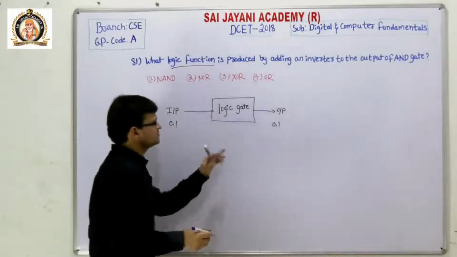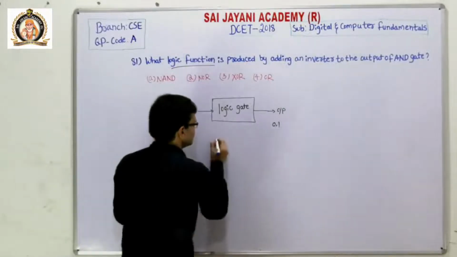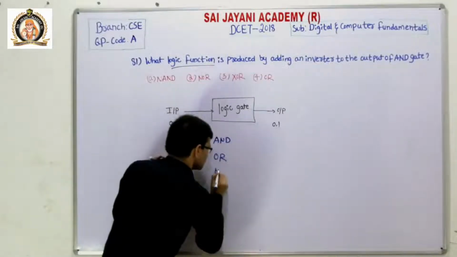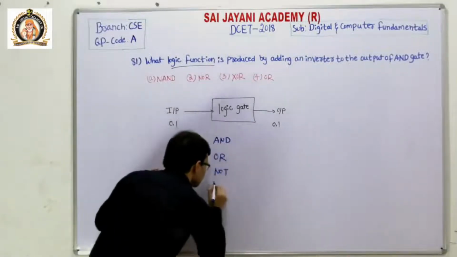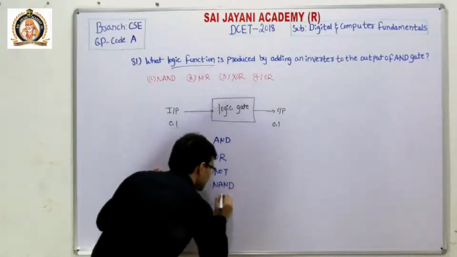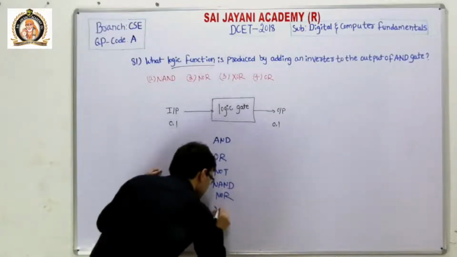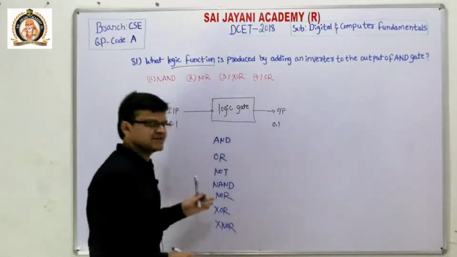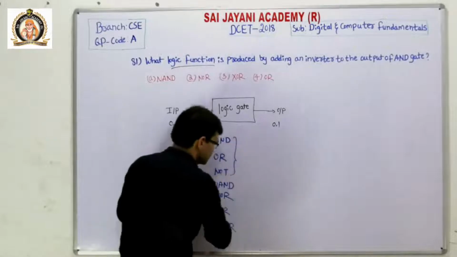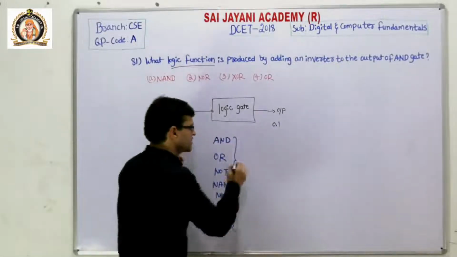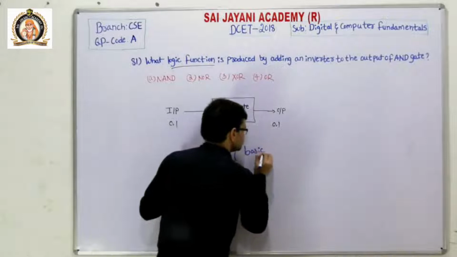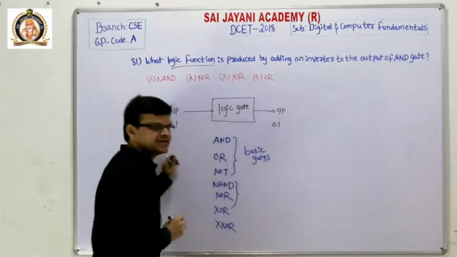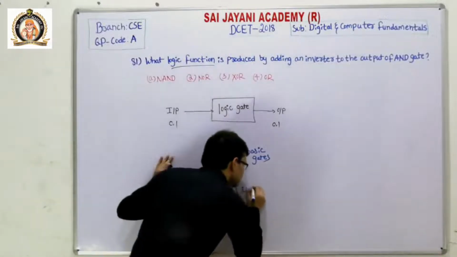Similarly, there are 7 logic gates. Okay, they are AND gate, OR gate, NOT gate, NAND gate, NOR gate, XOR gate and XNOR gate. There are 7 logic gates. In that, these 3, that is AND, OR, NOT, are called the basic gates. Similarly, NAND and NOR are called the universal gates.